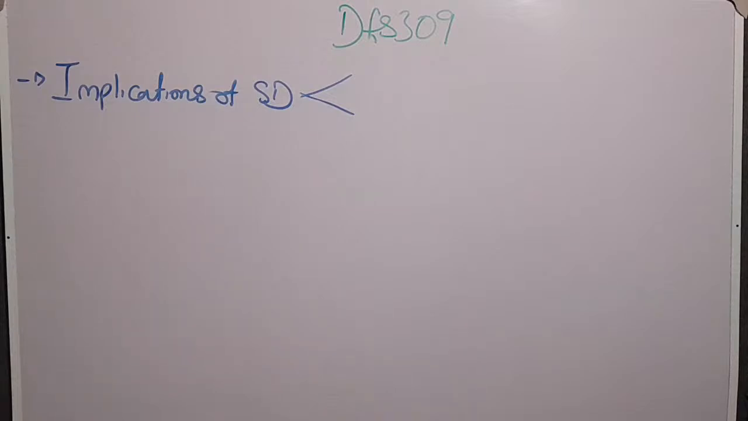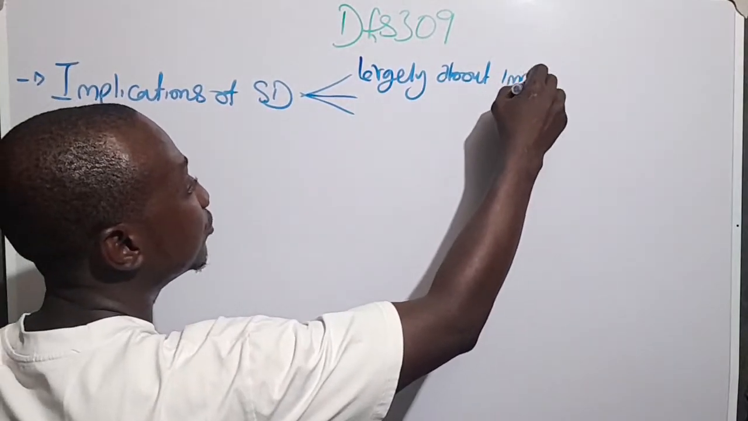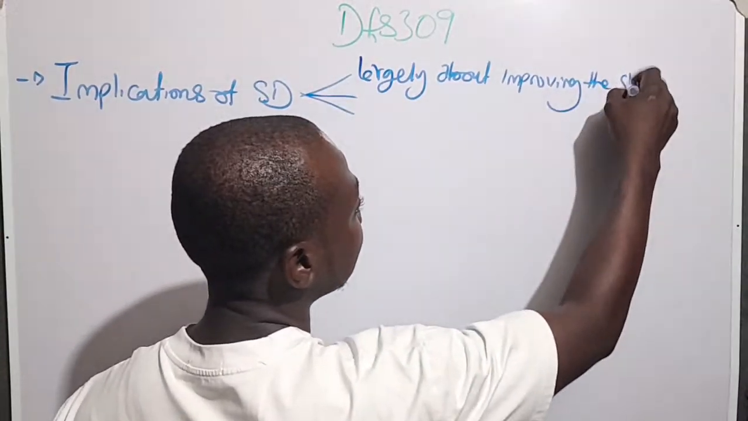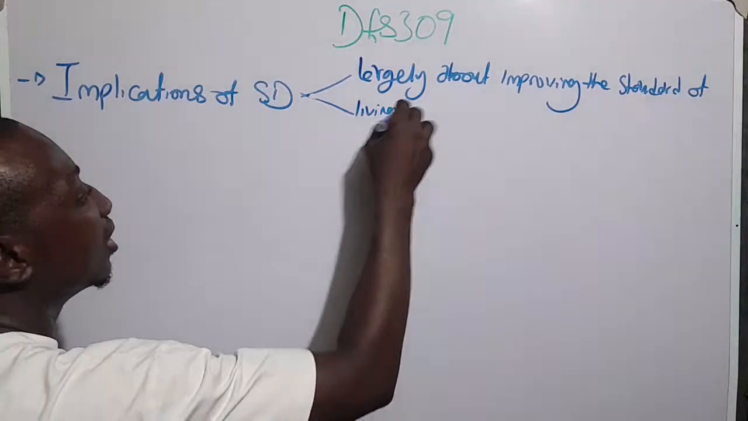Now, when we talk about implications, we are talking about things that come thereafter. Just like we have been taught, social development generally is improving the standard of living for the people, helping them to understand that the government or the people can come together to make something meaningful out of life. So we have it as largely about improving the standard of living of the people.